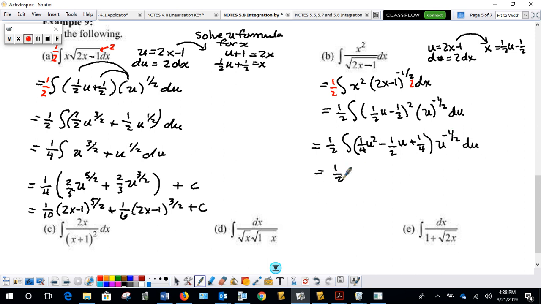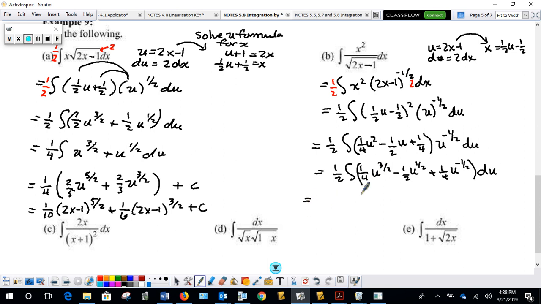Distribute the u through. So we would have 1/4, and remember you're adding your exponents, so this would be u to the 3/2 minus 1/2 u to the 1/2 plus 1/4 u to the negative 1/2. And what I've managed to do now is to turn this into a bunch of power rule problems.